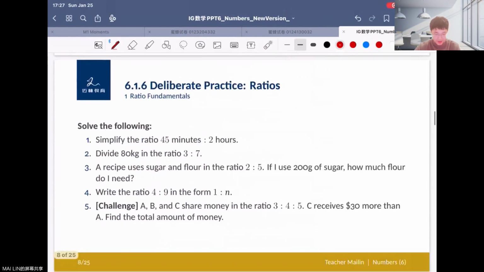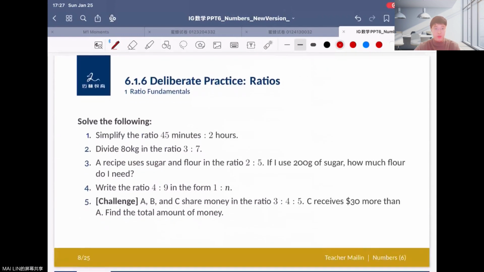Okay, so here are some practices for you. You can pause the video and think for a little while. If you have some ideas, you can check with me. Please finish these problems. It's your time. Okay, so I guess we have already finished all the practice, so let's review together.